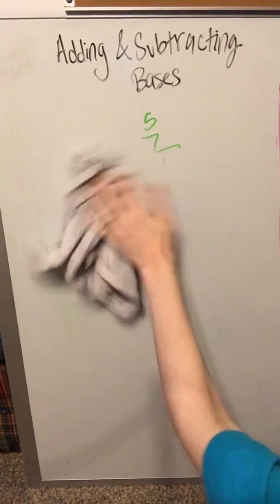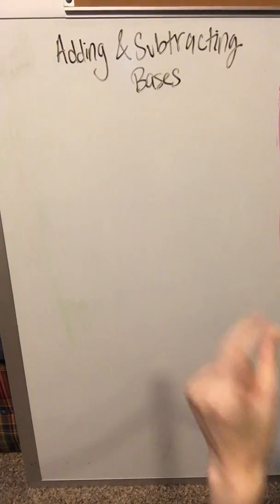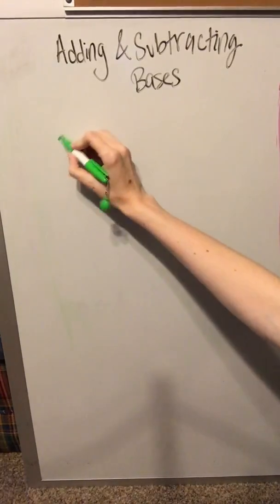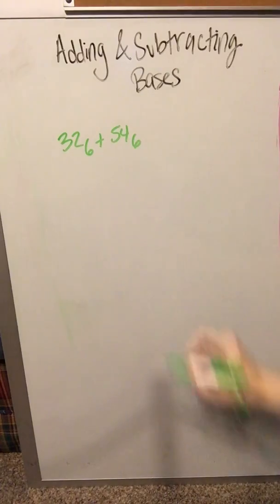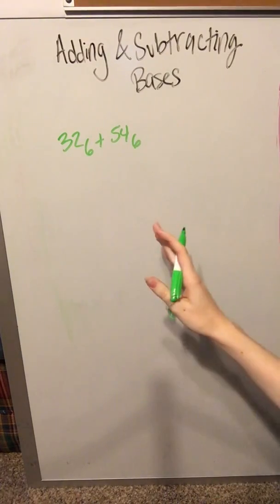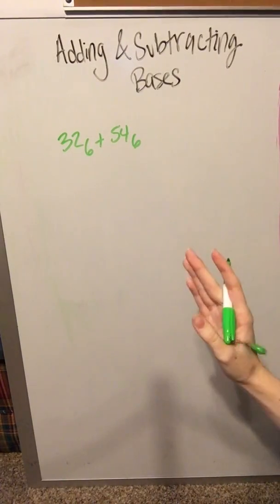Working in other bases is the same way. You just can't go higher than the base it's in. So say you're doing 32 in base 6 plus 54 in base 6. And you can't add two different bases together. They need to be in the same base if you want to add them together.